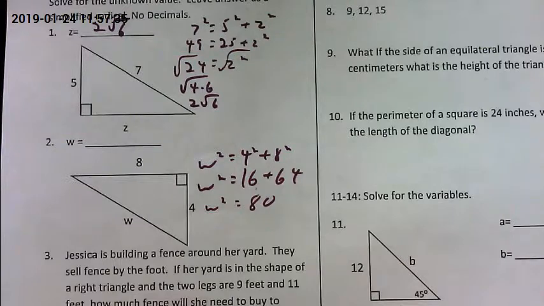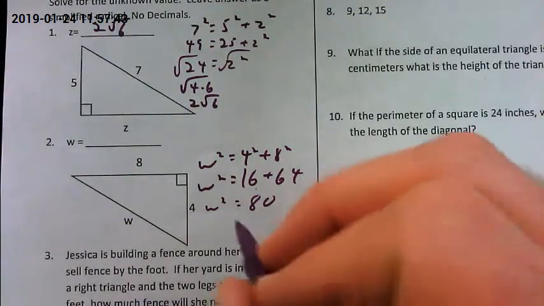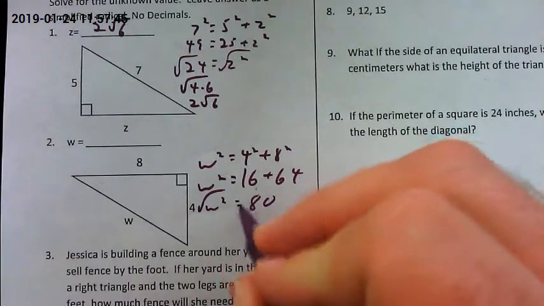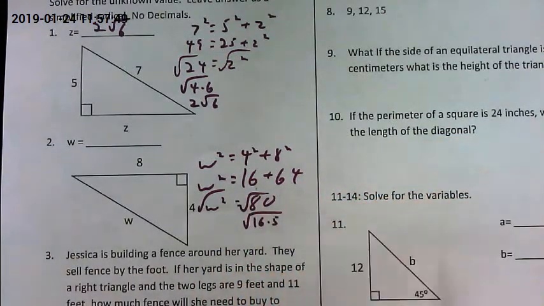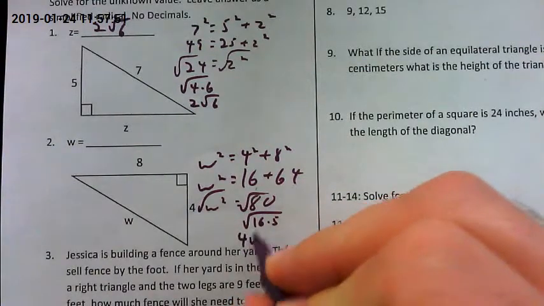Biggest perfect square that goes into 80 is 16. So 16 times what gives you 80? 5, yes. So we have the square root of 16 times 5. Square root of 16 is 4. So we have 4 radical 5. That's our answer.